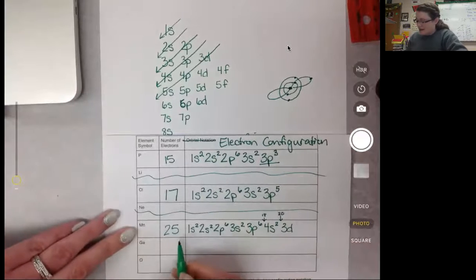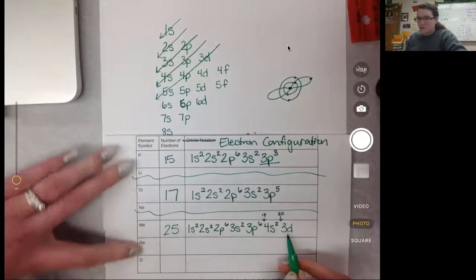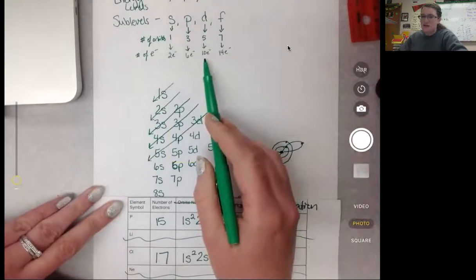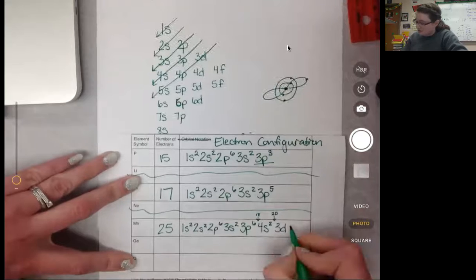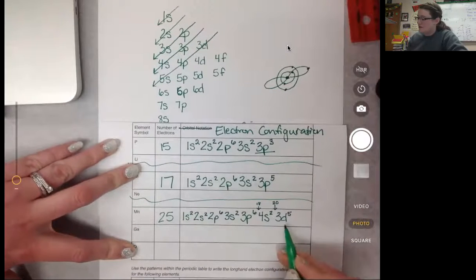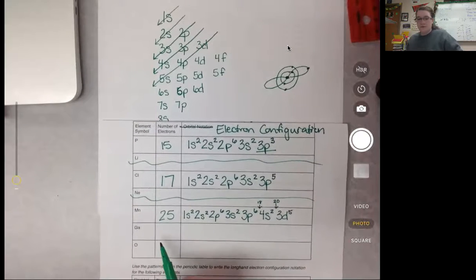And so I need to find a home for 5 more. Well, d orbitals can hold 10 electrons. And so all 5 of these electrons can fit in there, and it won't be full or anything. And so I'm going to stop with 3d5. Right? We'll go a little bit further and we'll do gallium.